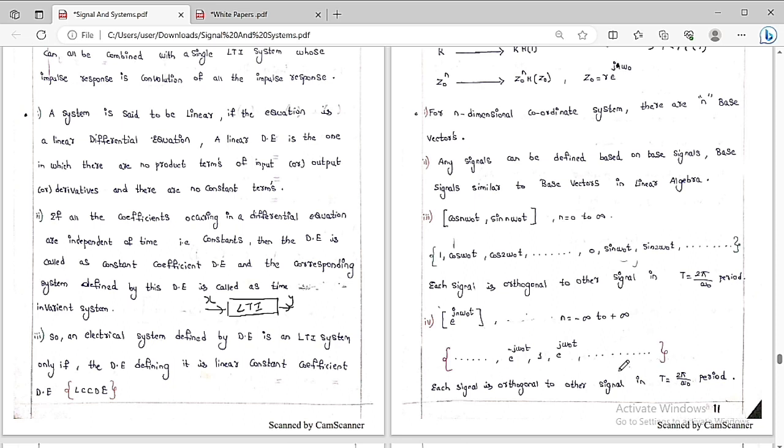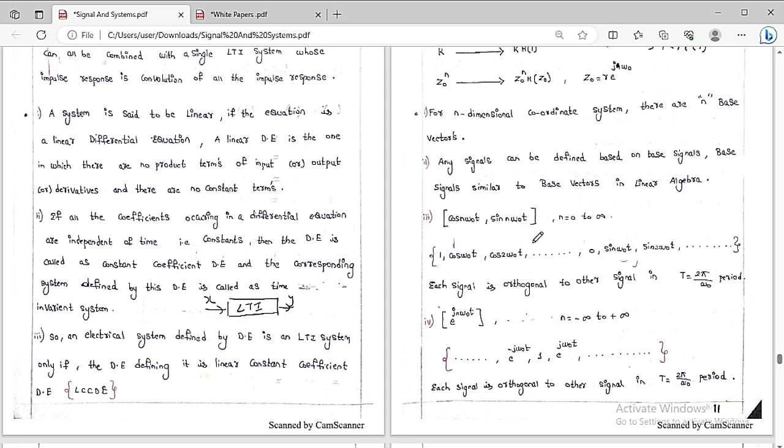Each signal is orthogonal to the other signal in the time period T equal to pi by omega naught. You know omega naught is equal to pi by T, so T is equal to pi by omega naught. Whatever the signal, each one is orthogonal to the other signal in the time period T equal to pi by omega naught. This point you always have to keep in your mind.